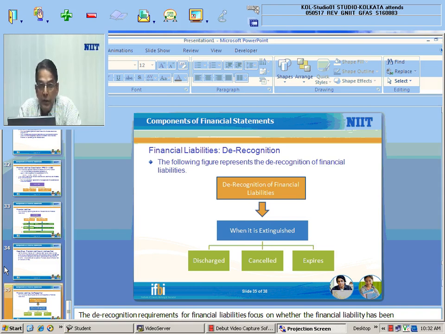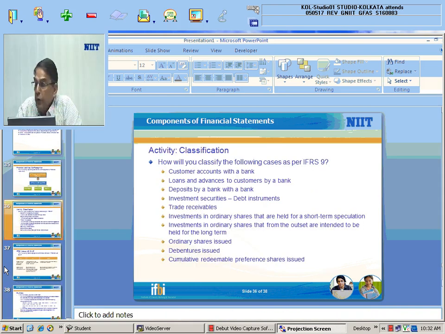Now we'll look at a small quiz. How will you classify the following cases as per IFRS? Customer's account with a bank. So you have to tell me whether it's a financial asset or financial liability. And secondly, whether it is measured at fair value through profit and loss or through amortized cost. Customer's account with a bank. How is the bank going to treat the customer's account? A deposit customer's or savings bank account customer's. Whether it's a financial asset or financial liability?